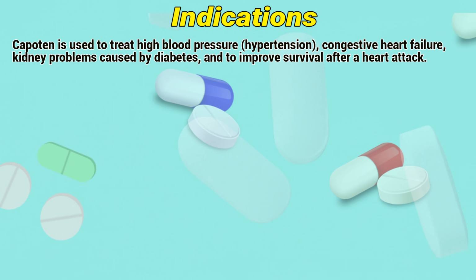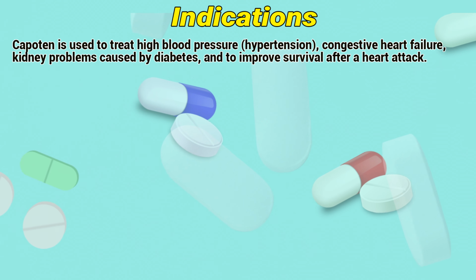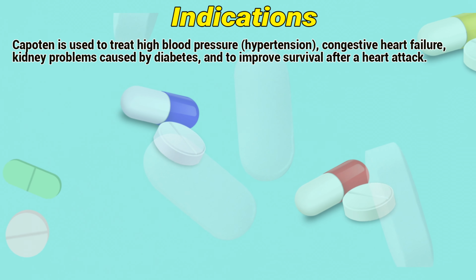Indications. Capoten is used to treat high blood pressure, hypertension, congestive heart failure, kidney problems caused by diabetes, and to improve survival after a heart attack.